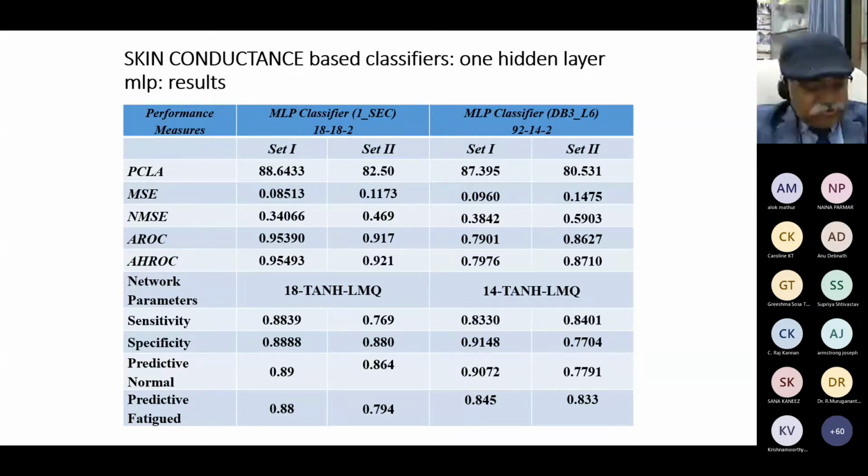I'll go fast now. Here you see the network parameters, which particular performance measures are used, and the MLP classifier 1 second. What is the architecture of that, 18.18.2 and 92.14.2, like that? The architecture of the MLP has been shown here. That is, 18 inputs and 2 outputs, and 18 neurons as processing elements.